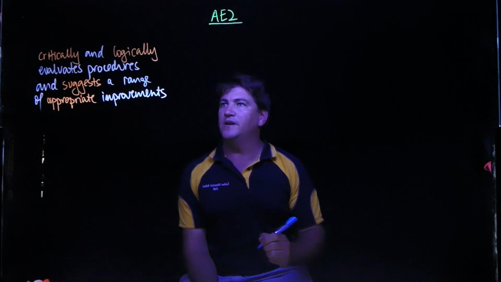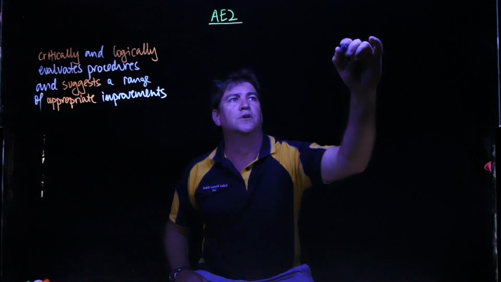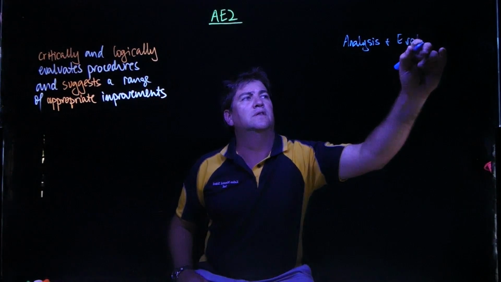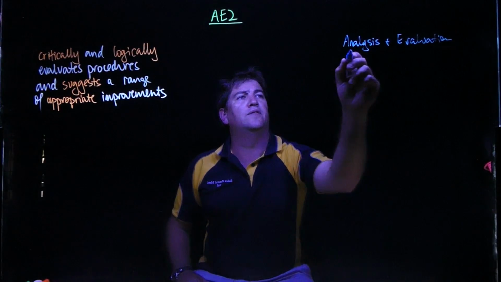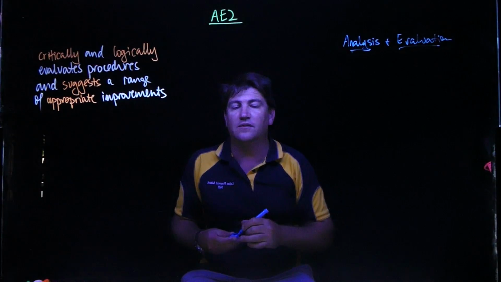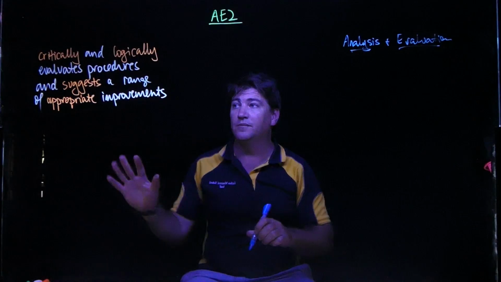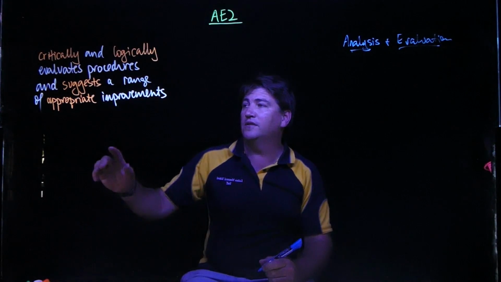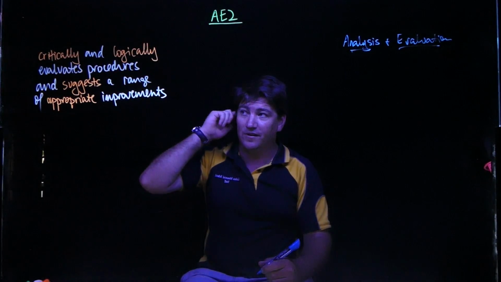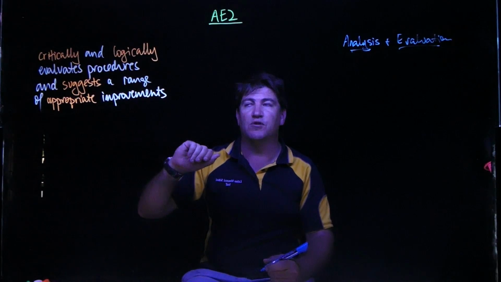Okay guys, this one here is AE2. So AE2 is analysis and evaluation 2. Analysis. Okay, so it's another one of these where we're actually analysing what has happened in the experiment, and we're also evaluating our procedures specifically. So in this case, you're expected to, at an A level, critically and logically evaluate procedures and suggest, doesn't say in depth and all that sort of thing, a range of appropriate improvements.